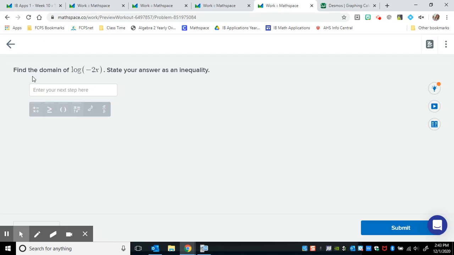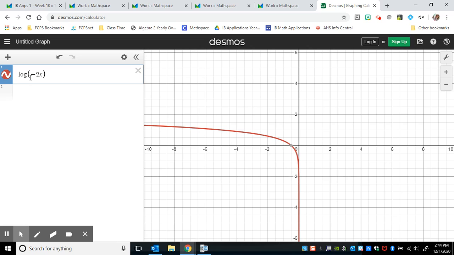Finally, question number 5, finding the domain of log of -2x, again, stating our answer as an inequality. All right, so we can again graph this. I'll use Desmos just because of ease. If I graph this, it shows me it's been reflected over the y-axis, and I could tell that just from the negative inside the parentheses as well. And that also shows me that my vertical asymptote is at x equals 0. So this time I am less than 0, or less than my vertical asymptote.